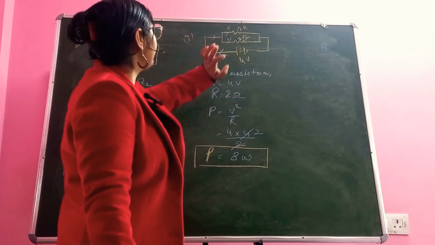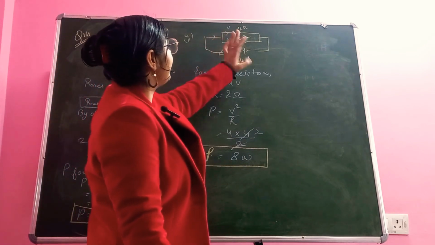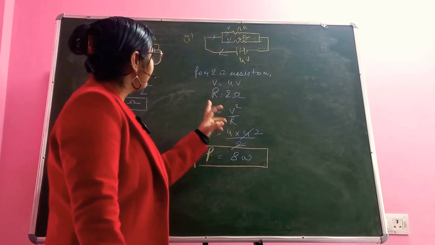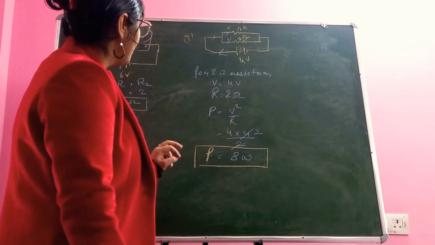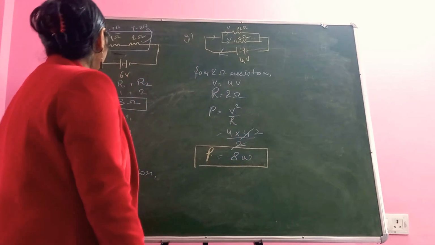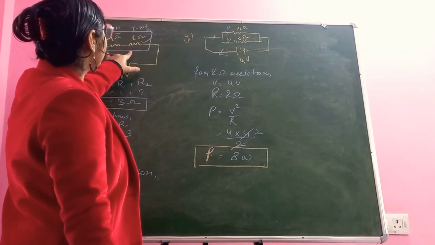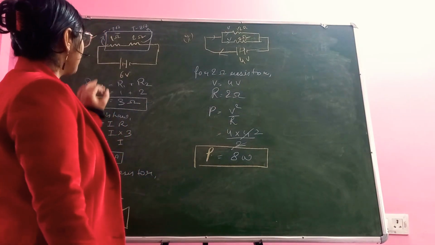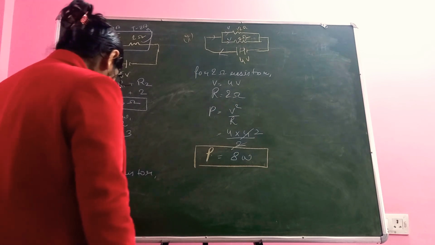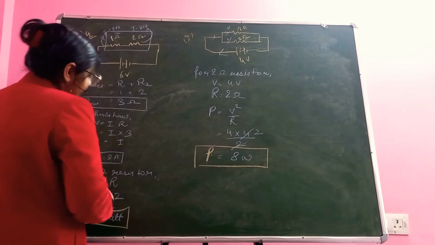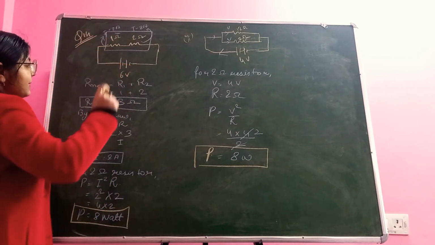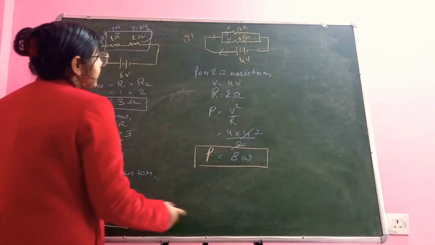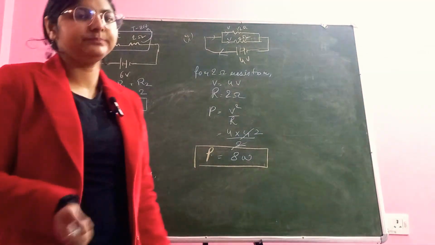4 volts here, 4 volts there, and we have V and R. The power is V square by R, that is 4 into 4 upon 2, so it is 8 watt. And in the series case, the current remains the same, so we first found R net, which was 3 ohm, then the total current of 2 ampere, and distributed it to both. Power is I square R, so we get 8 watt. So this is how we calculate the power in both of them. Take a screenshot of it.